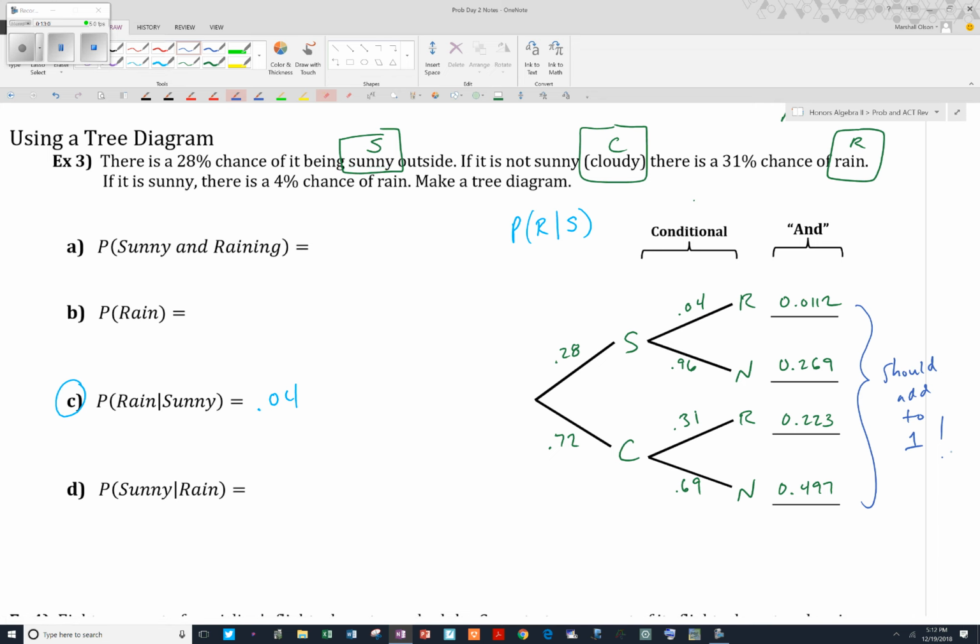Okay, so let's see what we got going on here. The probability that it is sunny and raining. Well, we found our and probabilities already. Okay, so this first one here, A, we're going to find right there. That is 0.0112.